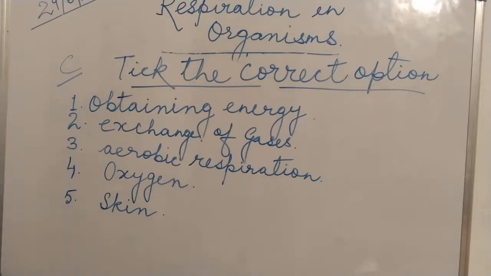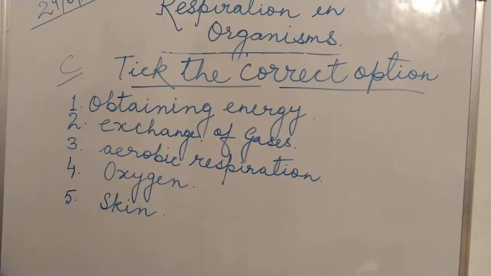Children, in the keywords in your book, the definition of respiration is given. That's why I am not writing it on the blackboard. You see on page number 110, the definition of respiration is given in your keywords. And the question is also asking about two types of respiration, so it is obvious: aerobic and anaerobic respiration.